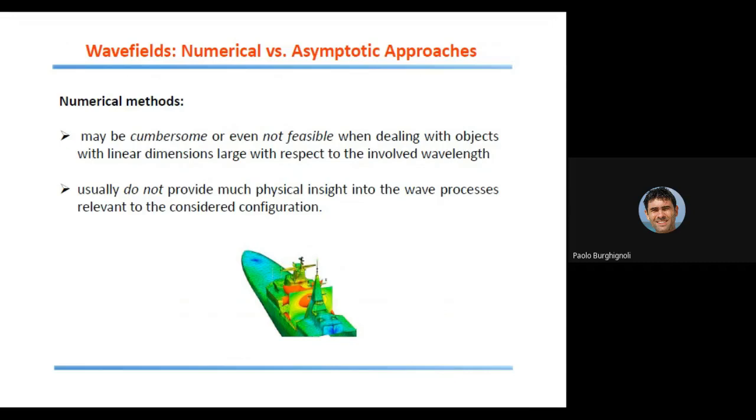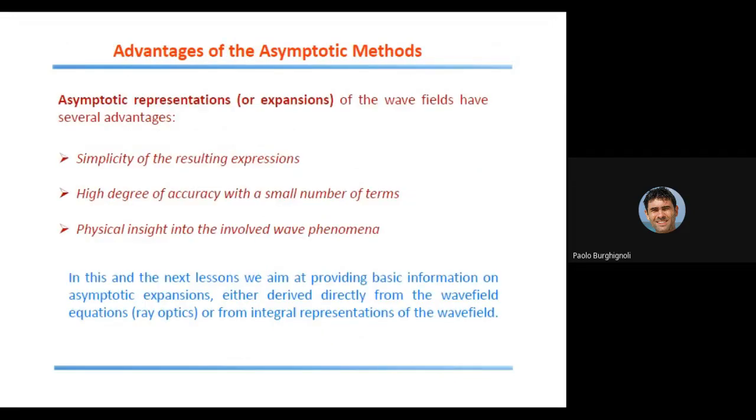In any case, even if the numerical approach is feasible, usually it does not provide you much physical insight into what's happening in terms of wave processes. On the contrary, asymptotic representations, or as they call them, asymptotic expansions of these wave fields, have the opposite, complementary advantages. That is, the expressions you get are quite simple. They can be understood in simple terms. You can get a high degree of accuracy by using just a small number of terms. However, this is true in the asymptotic limit, for example, when the wavelength is much smaller than the involved dimensions.